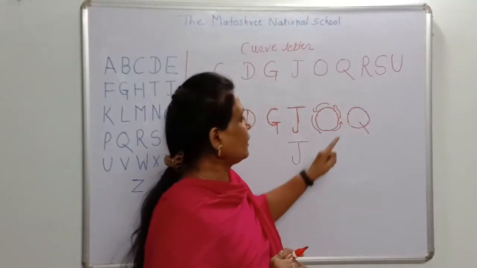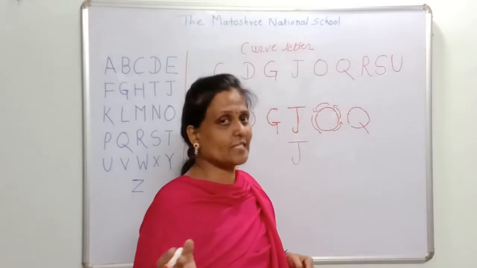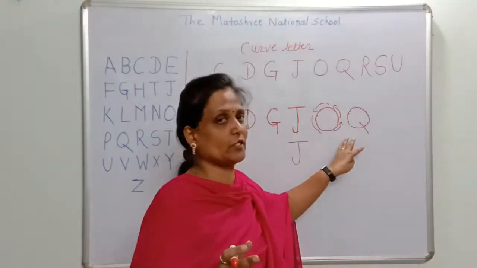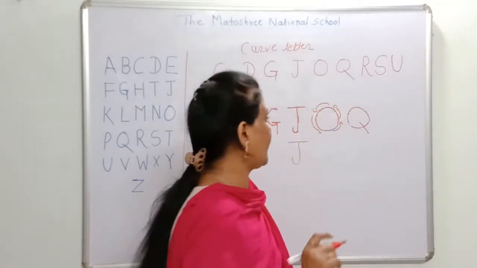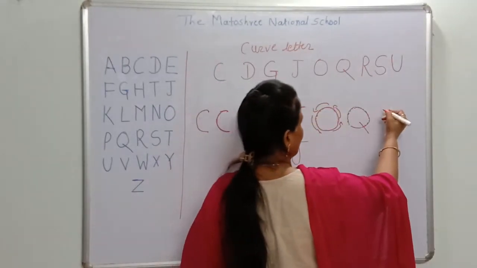So Q, the duck says quacker. That's why we have to tell them the Q sound is Qua. R. How to draw the R? R is simple to them.